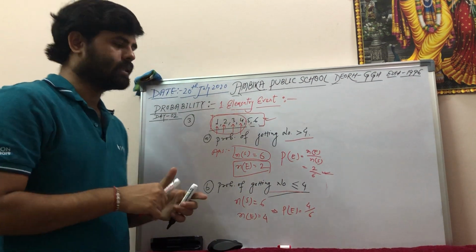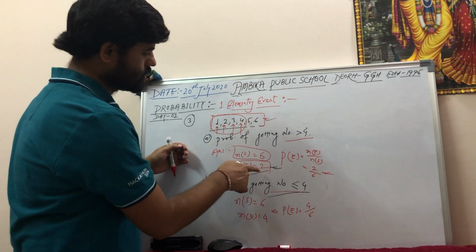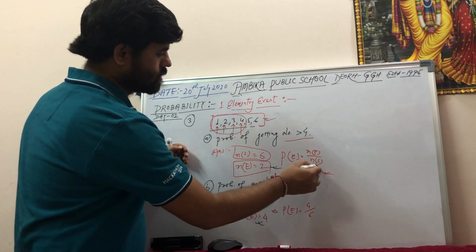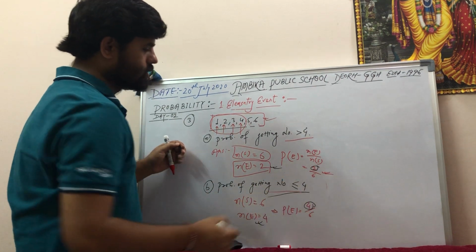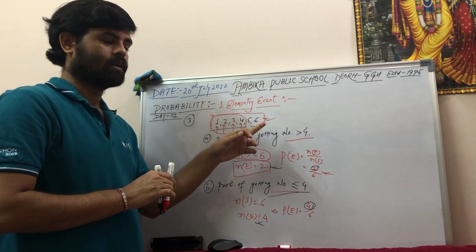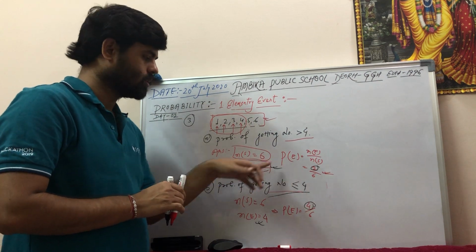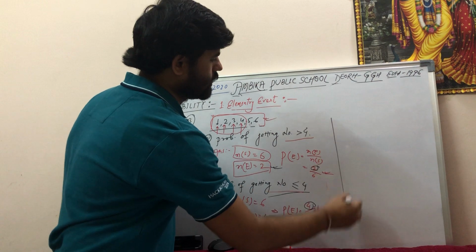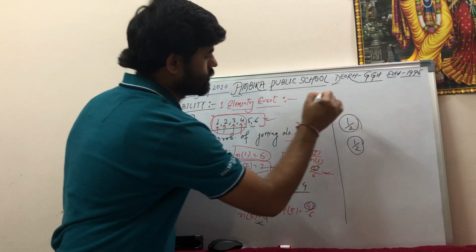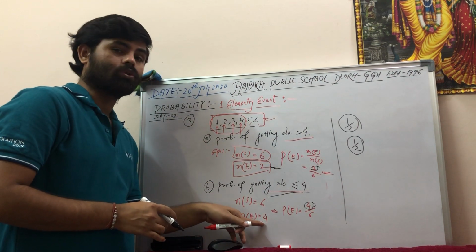Now just think a little bit. Here the probable outcome value is how much? 2. Here the probable outcome value is how much? 4. It is 2 and it is 4. In the elementary event, we have seen that the probable outcome value was 1, right? We have seen something like getting head equals 1 by 2, getting tail equals 1 by 2. But here the probable events are 2, and here 4.